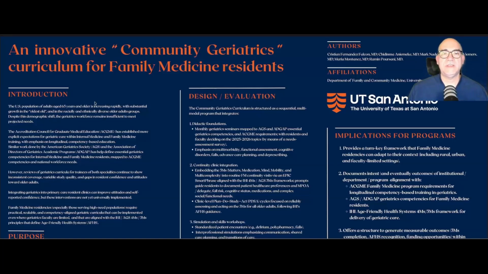The poster is titled An Innovative Community Geriatrics Curriculum for Family Medicine Residents. The authors are me, the other geriatrician, Dr. Anemiki, Dr. Neido, who is the program director, Dr. Wimmers and Dr. Montañez, who are the associate program directors, and Dr. Ramien Persani, who is the chair. We are affiliated with the Department of Family and Community Medicine, the University of Texas at San Antonio.